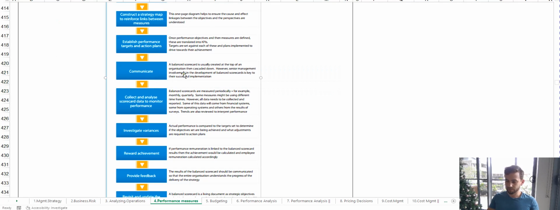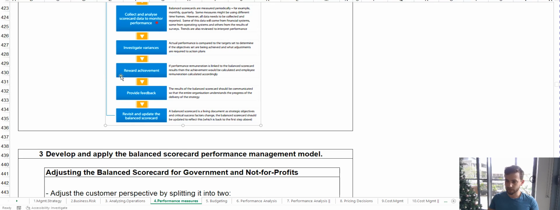Then you communicate it. Again, that's not going to be in the exam. This is just more for if you're in an organization. It's very important to communicate everything you're doing. It needs to be top down and show everyone's involved for a successful implementation. Then it's collect and analyze scorecard data. That's important because if you're setting a KPI, you need to be able to collect the data so you can analyze it afterwards. Then you reward achievement.